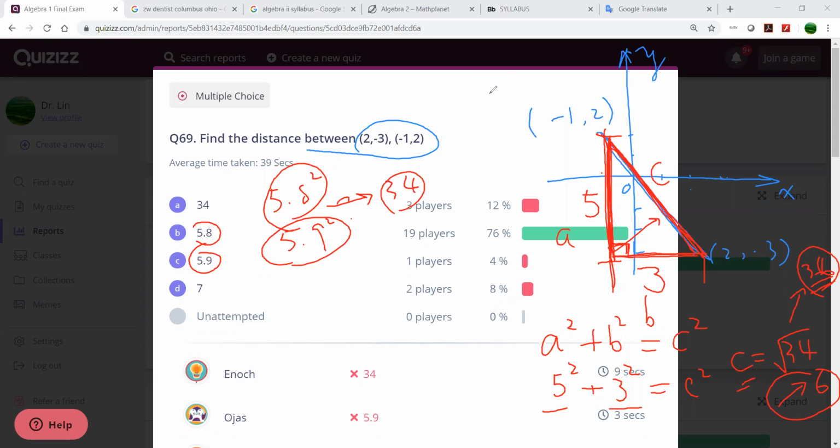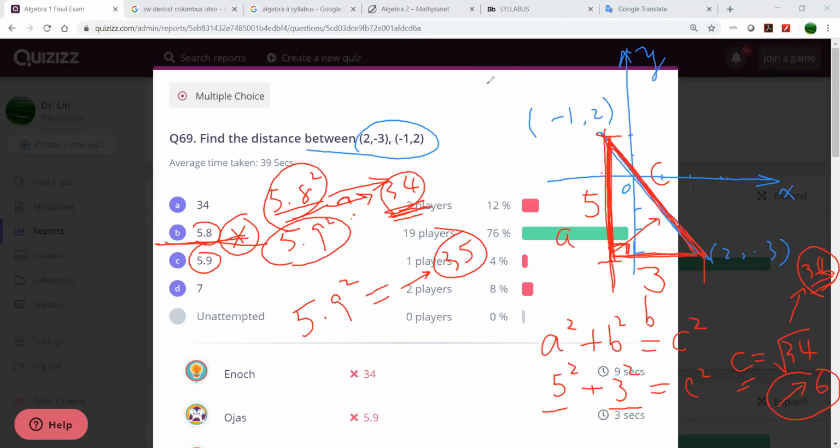So basically you can use the calculator. Of course, you can use a calculator. The second one, you can just check with these two, which one is closer to 34, right? 5.9, you can square. This one is closer to 35. And 5.8 is closer to 34. So you can just do the calculation to see which one is close to 34. Yeah. All right. So the answer here is B, right?